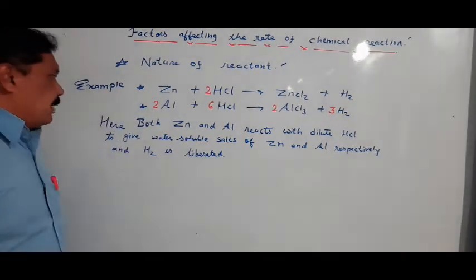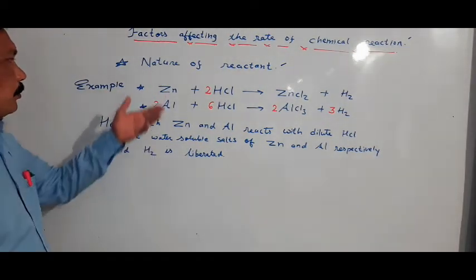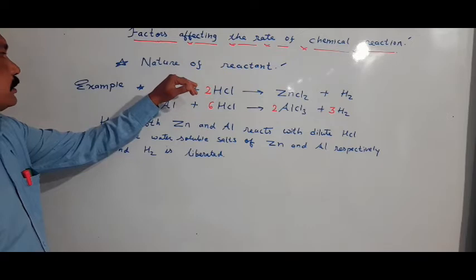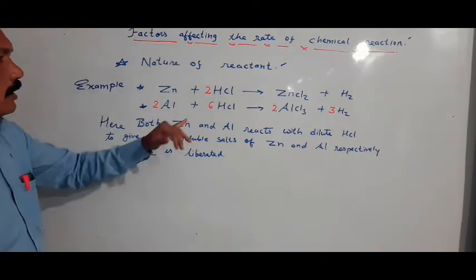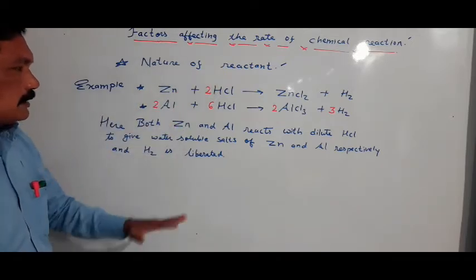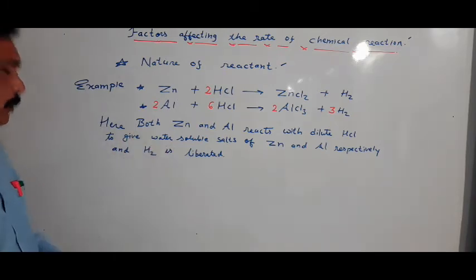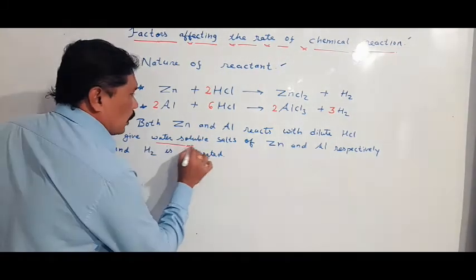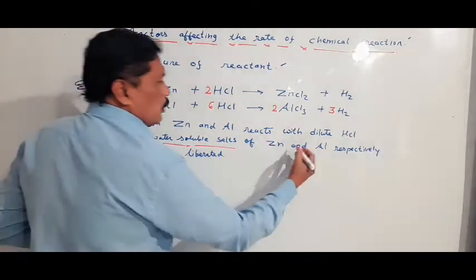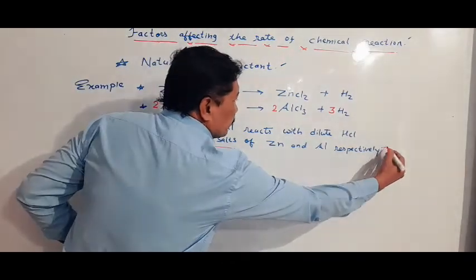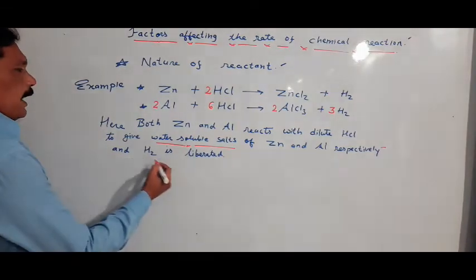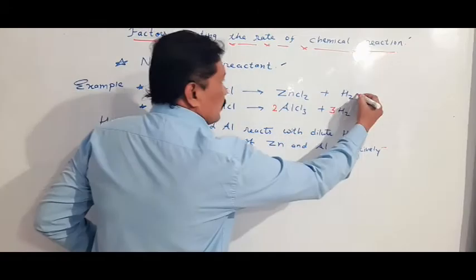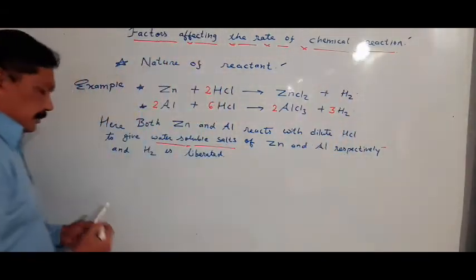In this reaction, my dear student, both zinc and aluminum react with dilute hydrochloric acid and we get water soluble salt. What do we get? Water soluble salt of zinc and aluminum respectively, and hydrogen gas is liberated.